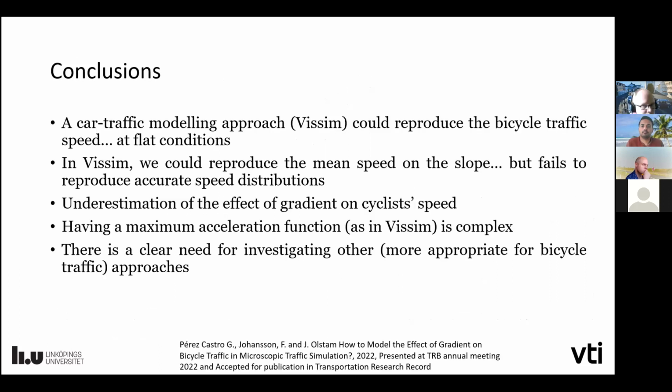So the conclusion from that one is that a car traffic modeling approach, at least the one in VISSIM, could partly reproduce the bike traffic at flat conditions, but we have difficulties on the slope. And this maximum acceleration function is quite complex. It's not easy to know how to calibrate it.